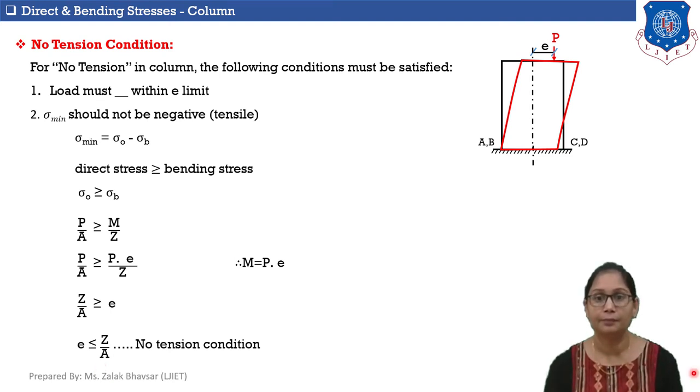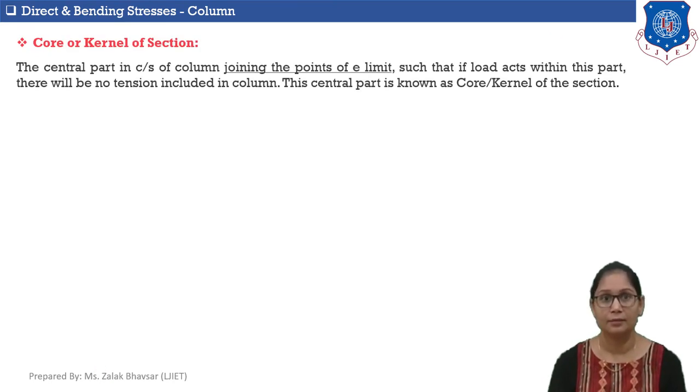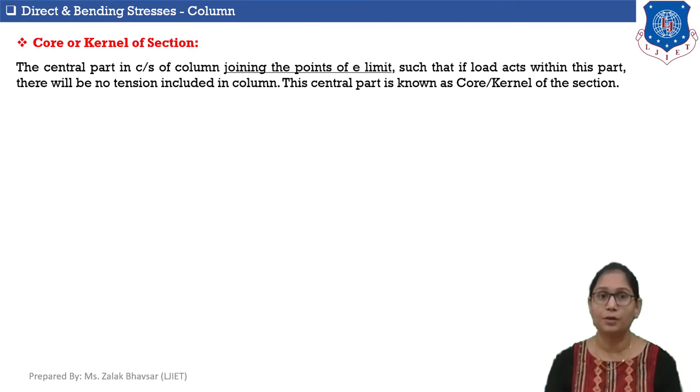Now let's discuss what the core or kernel of the section is. First of all, we will read the definition. The central part in the cross-section of the column joining the points of e limit, such that if the load acts within this part, there will be no tension induced in the column. This central part is known as the core or kernel of the section.